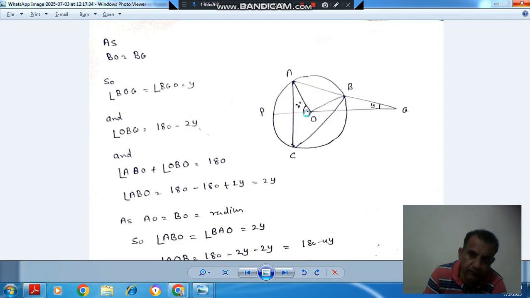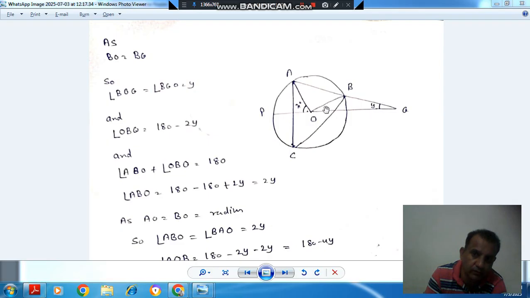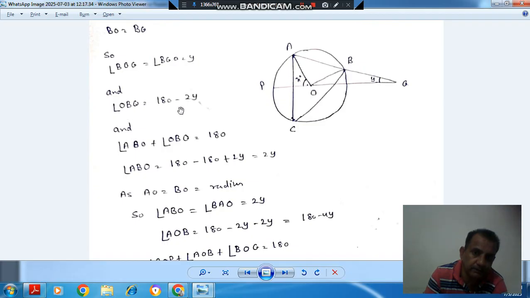Here is the given figure. Here it is given that OB is equal to BQ, or BO is equal to BQ. So in this triangle OBQ, this angle is given as Y and OB is equal to BQ, so this angle will also be Y. So angle BOQ and angle BQO will be Y. This angle is Y, this angle is Y, so this angle will be 180 minus 2Y, because the sum of angles of a triangle is 180.